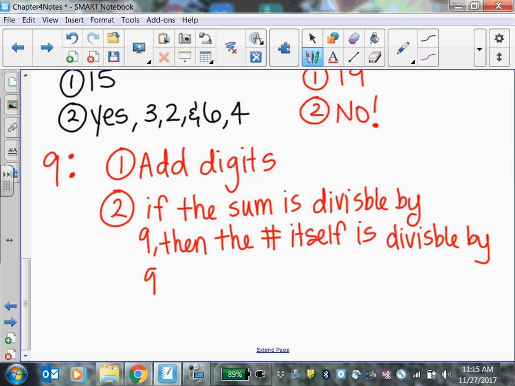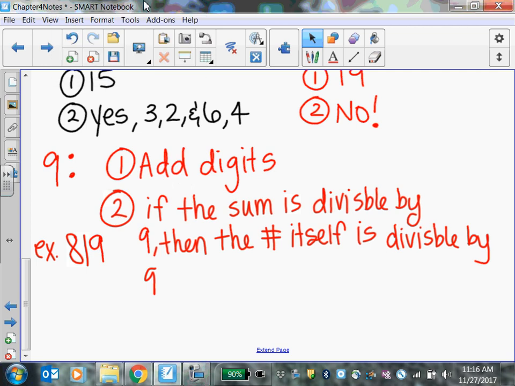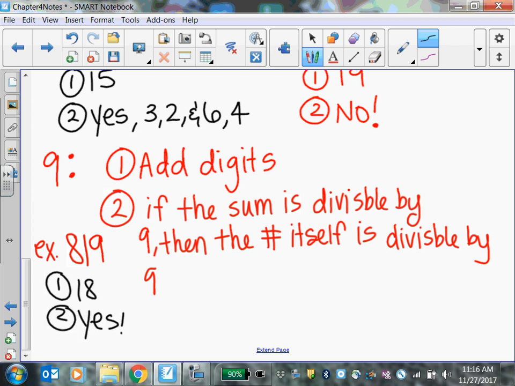All right, so you guys try this one. 819. All right, Will, is it divisible by 9? Yes, because what do they add to? They add to 18, and 18 is divisible by 9. Correct. Any questions on 9? All right, last one, 8.